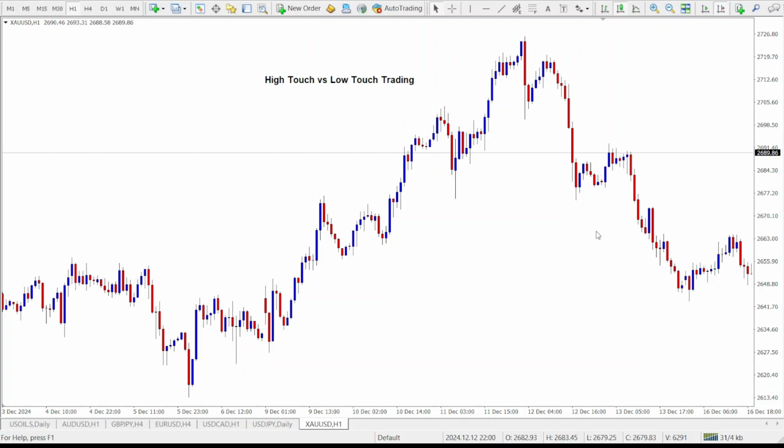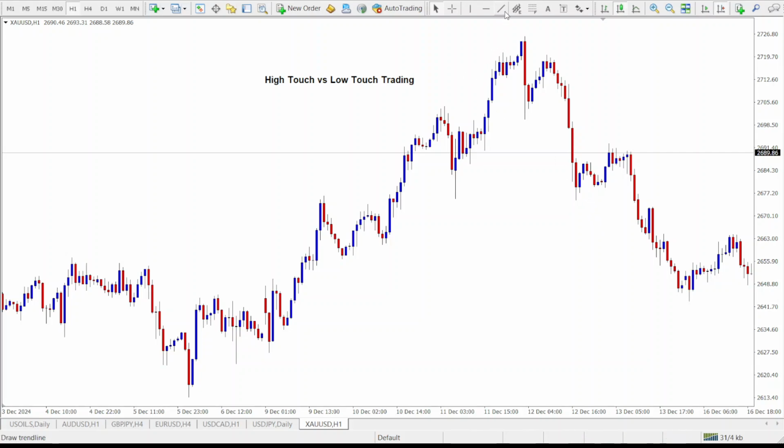High touch trading basically is all about a personalized, hands-on approach. Think of it as the classic trading style where every decision is meticulously analyzed and executed manually. Many traders use the high touch trading approach, because as a high touch trader, you are in control of every step, whether it's analyzing the market, setting up your entry and exit points, or executing trades yourself.